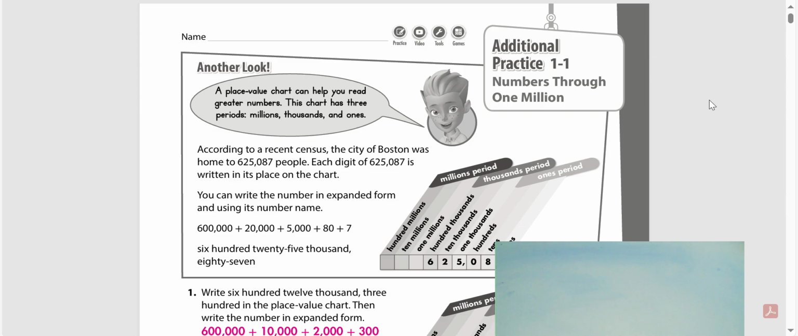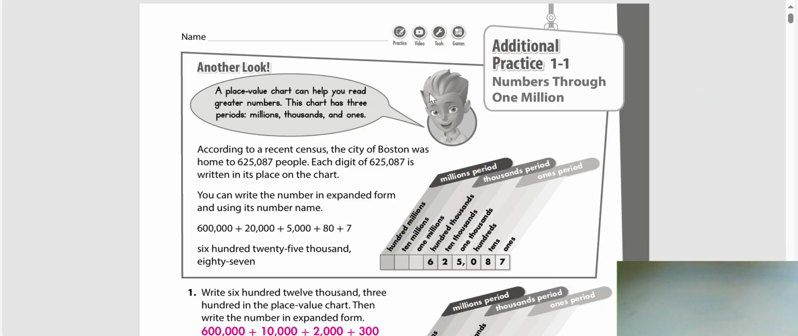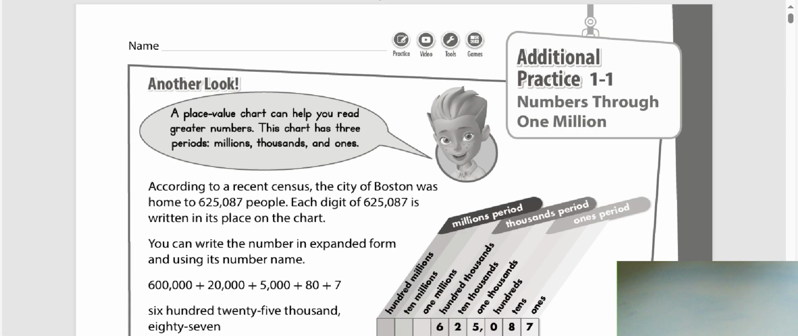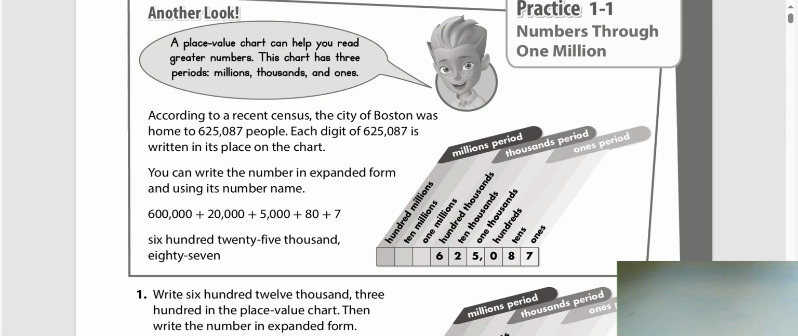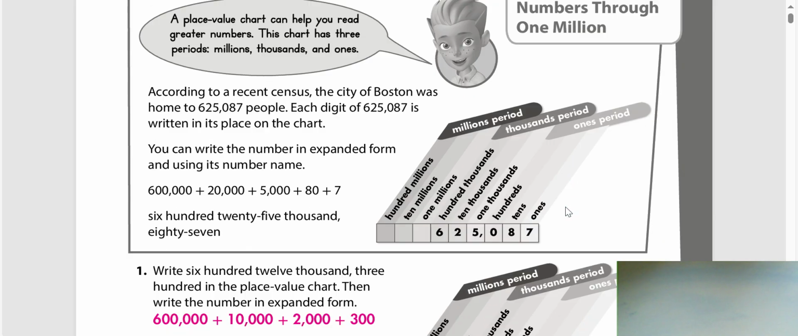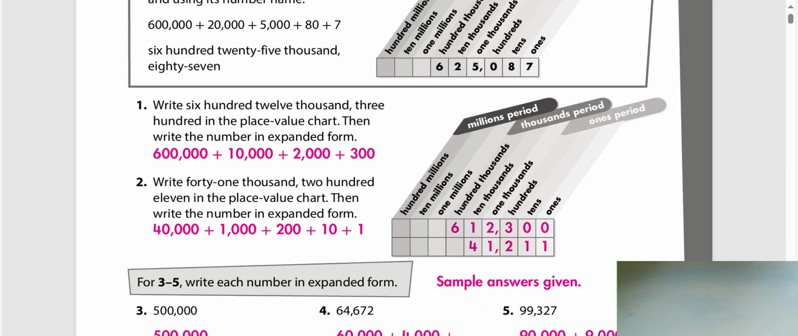For today we'll explain from additional practice. Lesson number 1, numbers through millions. We must know the base value of the digits like ones, tens, hundreds, thousands, 10,000s, 100,000s, millions, and so on. Each period contains 3 digits, like this number 600,000, 10,000, 2,000, 300.